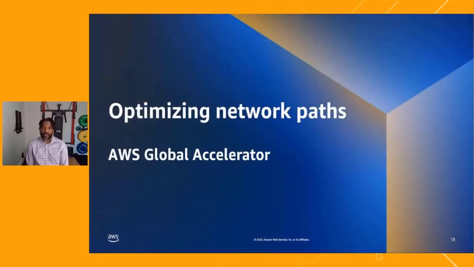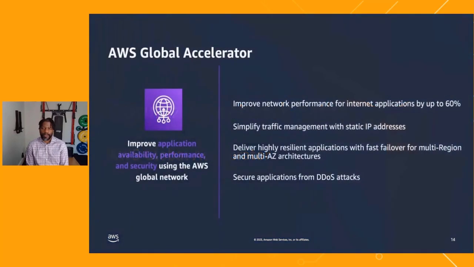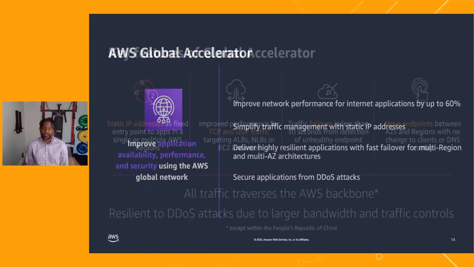Next, we're going to discuss AWS Global Accelerator. AWS Global Accelerator is a networking service that improves the availability and performance of applications with global reach. Global Accelerator essentially uses the AWS Global Network to route traffic to optimal regional endpoints based on health, client location, and policies that you configure, which increases the availability of your applications.